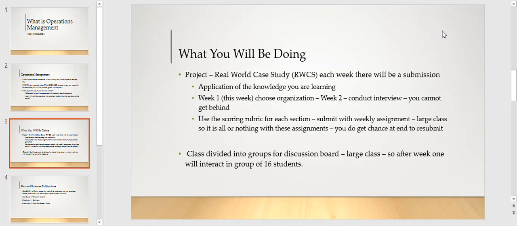I've divided the class into 2 groups for discussion board purposes because it is so big. So after week 1, I did want everybody to introduce and learn each other's names. You will be interacting with a group of 16 students rather than 32. I hope this feels more manageable to you.